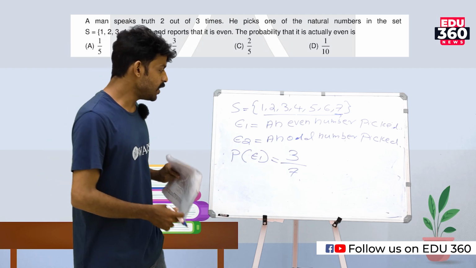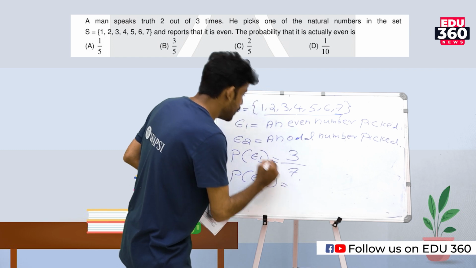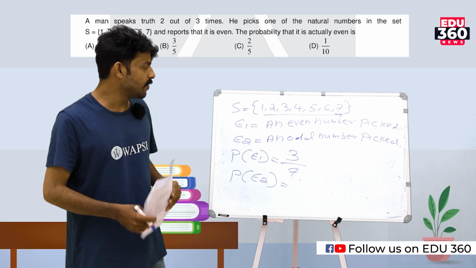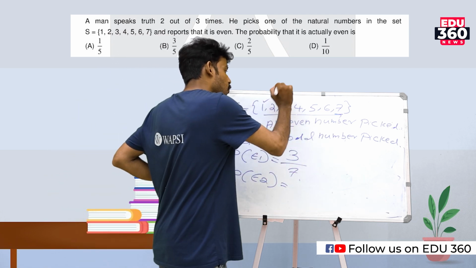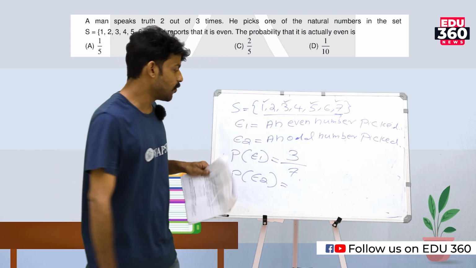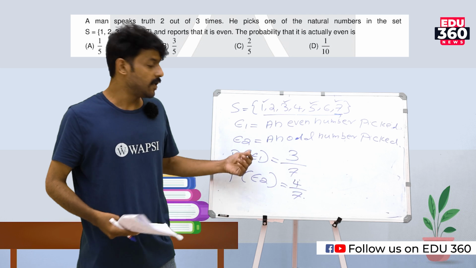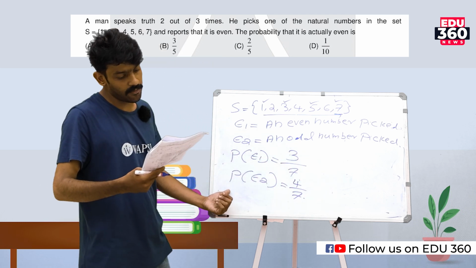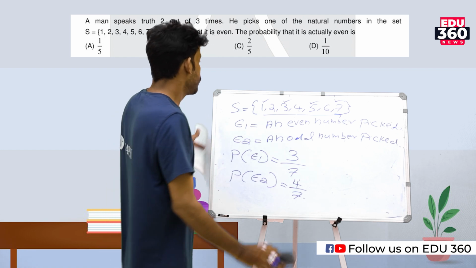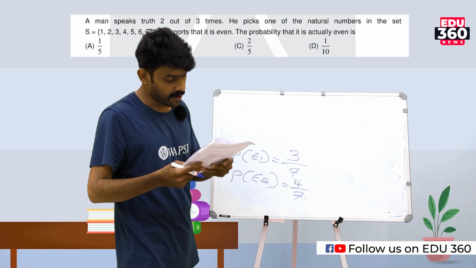And P of E2, the probability of E2. What is E2? It's already mentioned here. E2 is an odd number is picked. So P of E2 will be equal to, look here, 1, 3, 5, 7. There are 4 odd numbers. So P of E2 will be equal to 4 by 7. That is, P of E1 is equal to 3 by 7 and P of E2 is equal to 4 by 7.